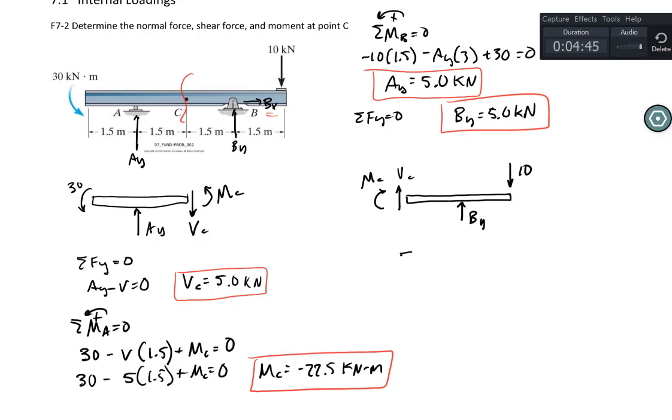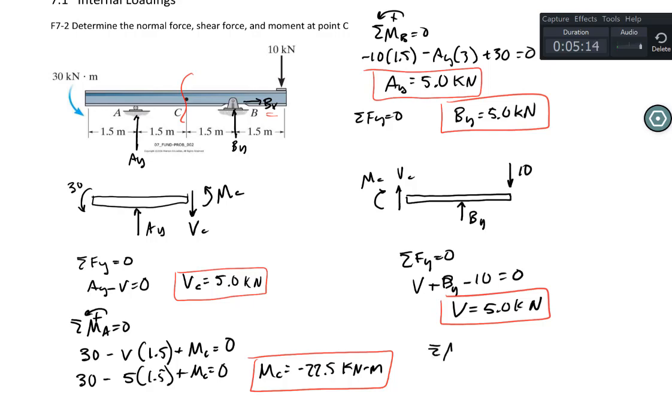Sum of the forces in the Y. So I got positive shear plus By minus 10 is equal to 0. Solving that, putting the By on there, I get V, or shear, is equal to 5.0 kilonewtons. And let's solve for the moment. Again, you can sum the moments about any point, but I'm going to sum the moments about point C over here, which is right here.